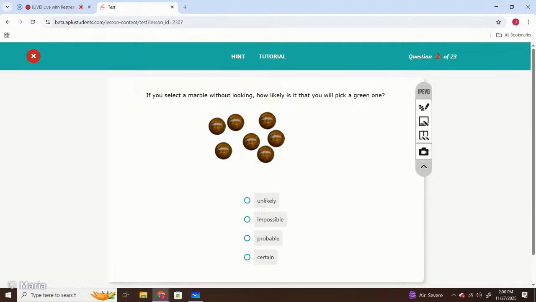If you select a marble without looking, how likely is it that you will pick a green one? Now, do we have any green marble over here?